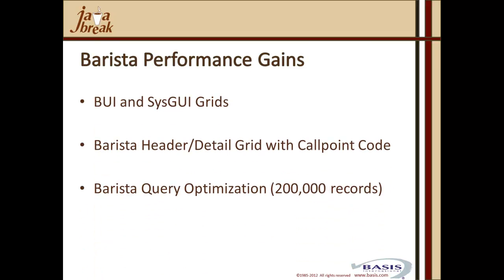In all three of these general use cases: 1.6 seconds to generate a BUI grid, over 4 times faster for header detail grids with core point code being invoked between lines, and lastly the Barista query optimization with a 200,000 record set, only 0.7 seconds. So if you've had any qualms about utilizing and leveraging the productivity gains from Barista, now's the time to put those aside and take us up on the challenge.